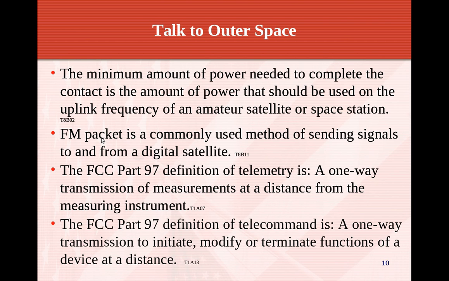The FCC Part 97 definition of telemetry is a one-way transmission of measurements at a distance from a measuring instrument. So telemetry is one way from the satellite, and it's of measurements at a distance from a measuring instrument. It can send things like battery voltage, solar voltage, what frequency it's operating on. Just technical information coming down.